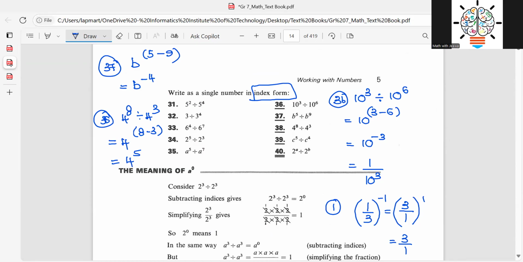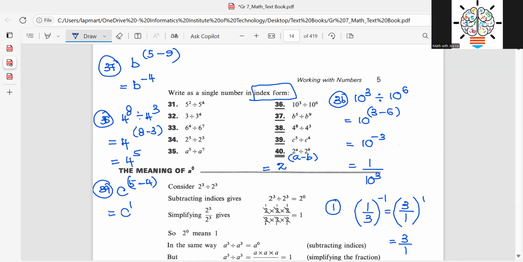So then question number 39, it is c to the power of 5 minus 4. So then the answer is c to the power of 1. Even though the value is just c, I keep it as c to the power of 1 because they have asked me to keep the answer in index form. So then the 40th one, I write it 2 to the power of a minus b. That's all. We can't do anything because we don't know the value of a and b. So then we just write it like this.